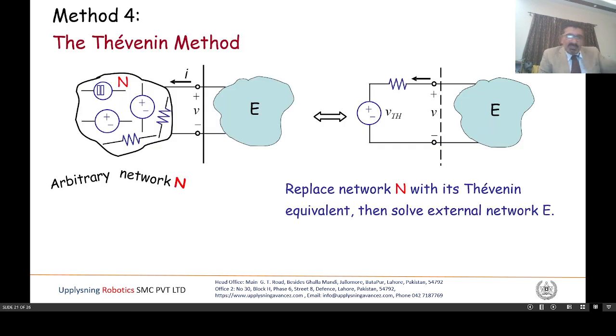So normally, you can see from here, this is the Thévenin method, where there are so many sources and resistances. We can make it equivalent, like on the right side you can see, with one voltage and one series resistance, and then we can easily solve the external network by making it equivalent to one resistance and one voltage. That makes it very easy.